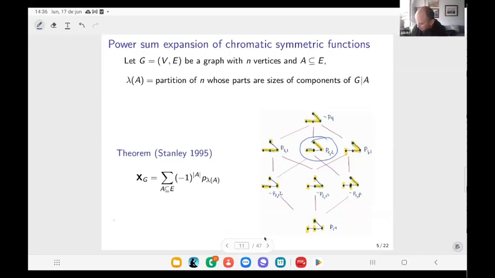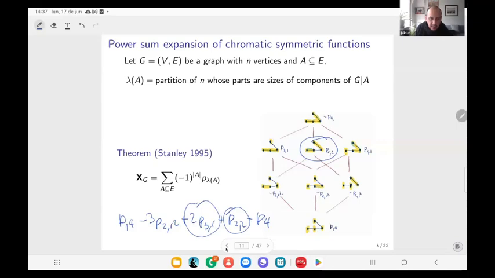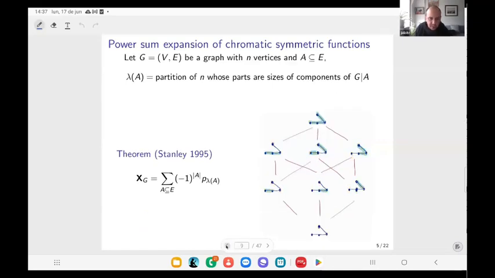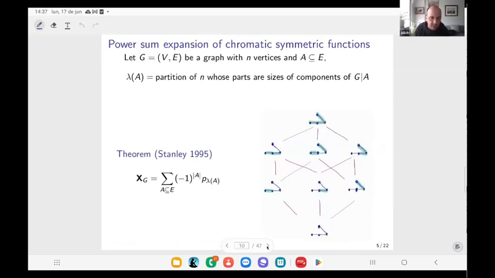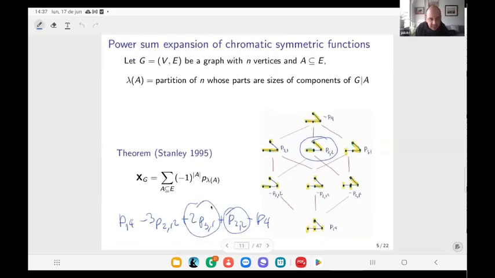So in this case, I will have p_1^4 minus 3p_2 p_1^2 plus 2p_3 p_1 plus p_2^2 minus p_4. So I will have this, sorry, 2. I will have this difference in the chromatic symmetric function with respect to the previous, where we had 3 and then 3p_3 p_1. Now I have 2p_3 p_1, and the partition that is new is this partition 2.